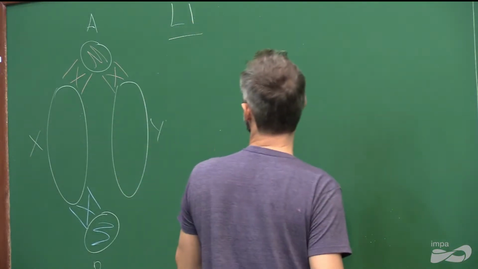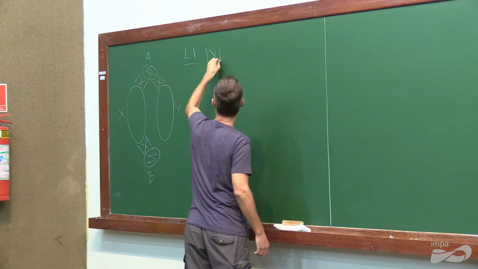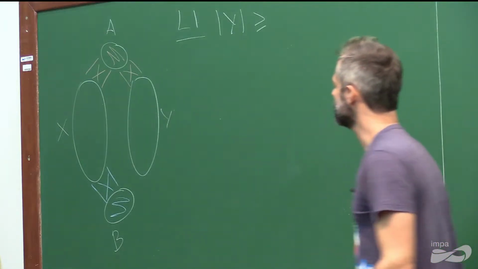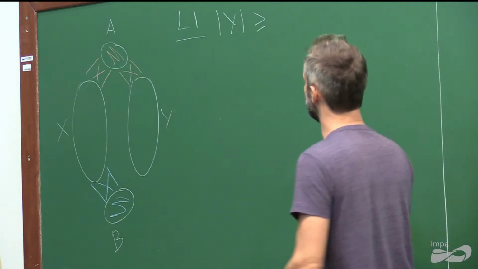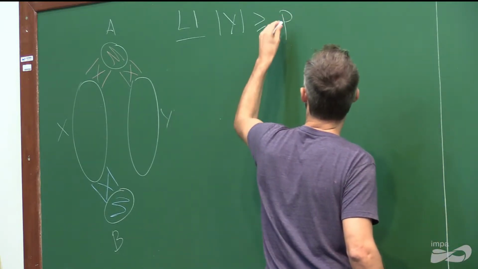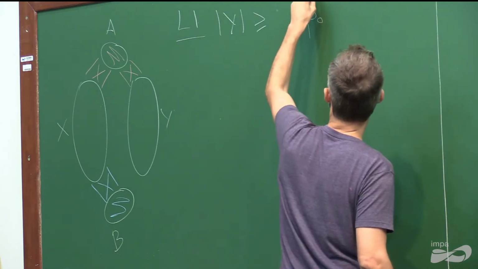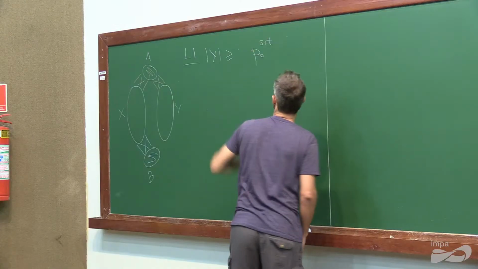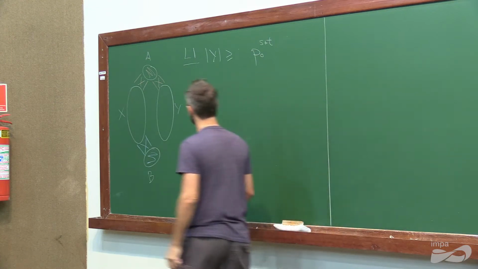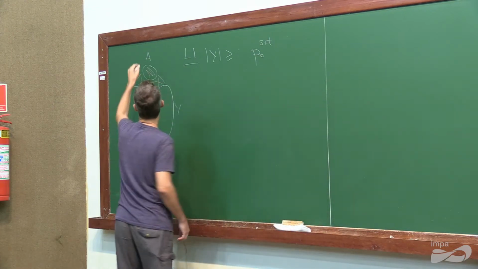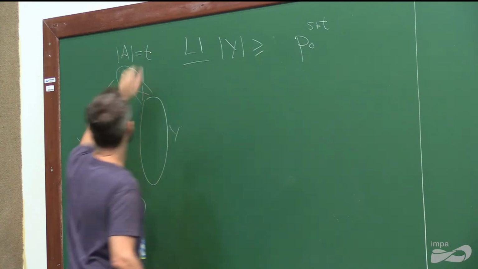So number one is about the size of Y. So we want the size of Y to go down by a factor of error term, p0 to the S plus T. So what is S? So the final size of A is going to be T.